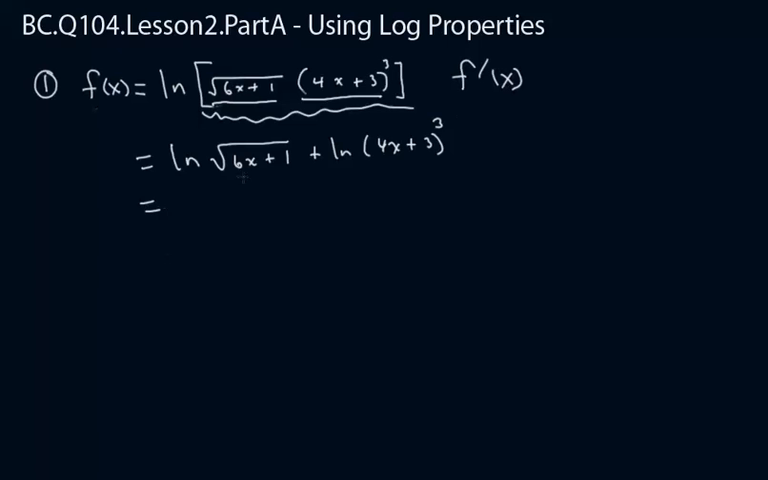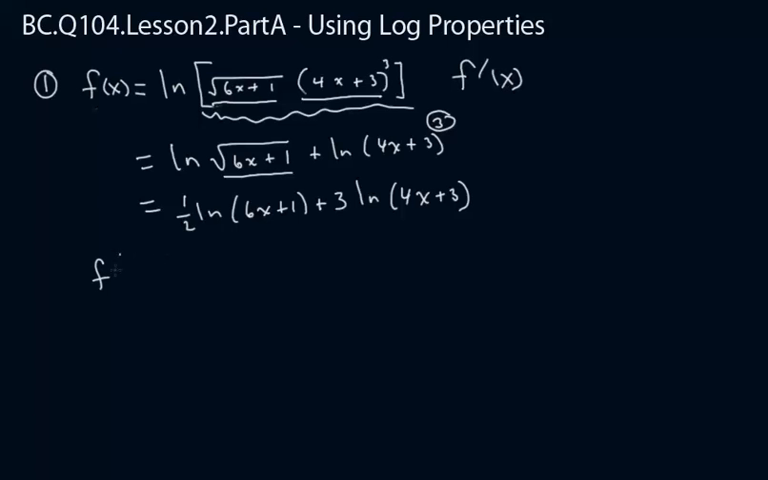And seeing this, you may notice that this exponent 3 can be brought to the front of that respective expression, another property of logs. And the same thing here, this is 6x plus 1 to the 1/2. So we can bring down a 1/2 natural log of 6x plus 1, bring down the 3, so plus 3 times the natural log of 4x plus 3. That made the function a lot easier to take its derivative.